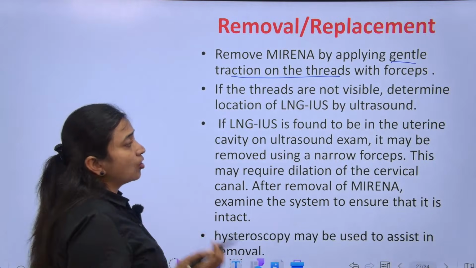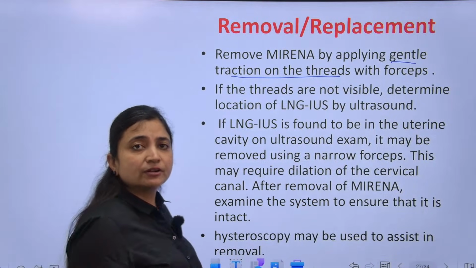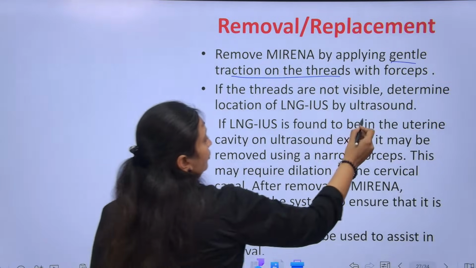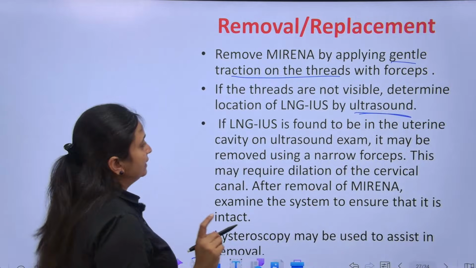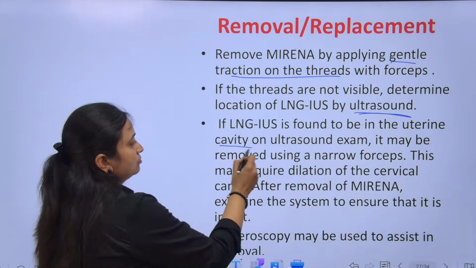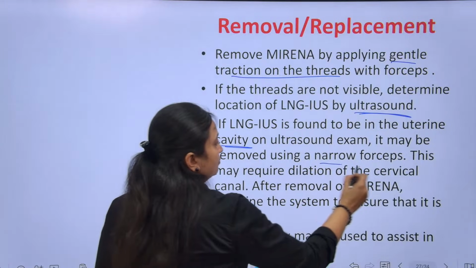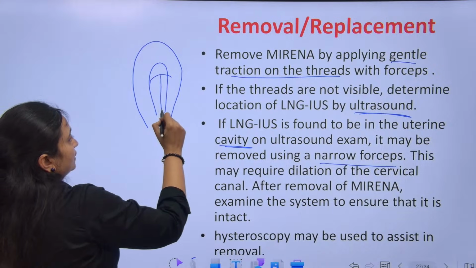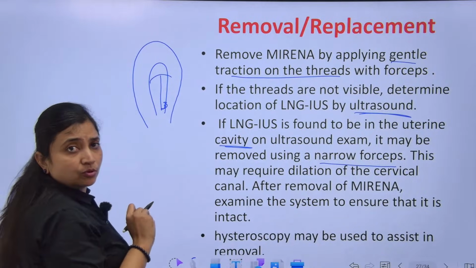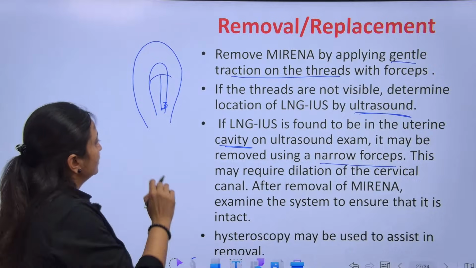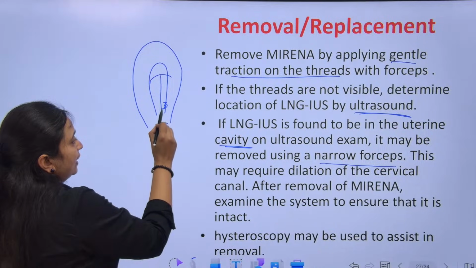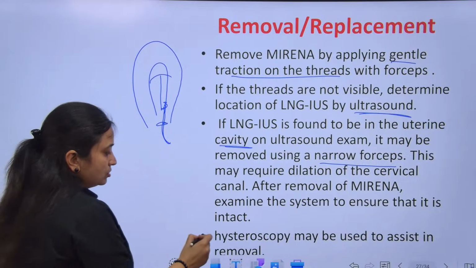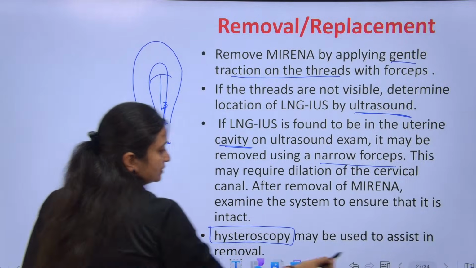If the threads are not visible, what happens? These are simple viva questions. Everything is asked. What happens if there is no thread visible? Then go for ultrasound and determine the position of the LNG-IUS. If it is found in the uterine cavity, then remove it with a narrow forceps. See, it is very, very simple. If it is inside the cavity, but the threads are rolled upwards, what will you do? You will tell the patient, give a small sedation, dilate the cervix a bit, and pull out with a narrow forceps. If it is not possible, then we can also go for a hysteroscopic removal of the same.